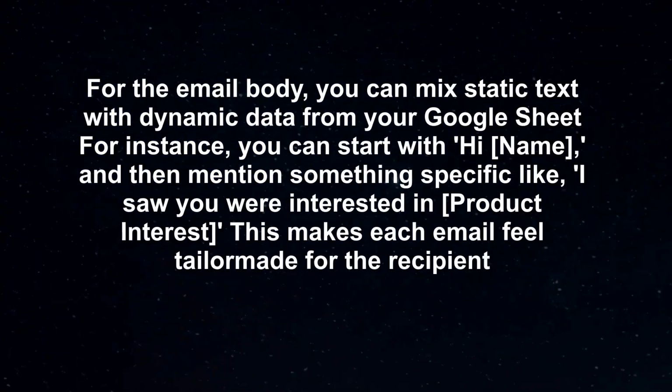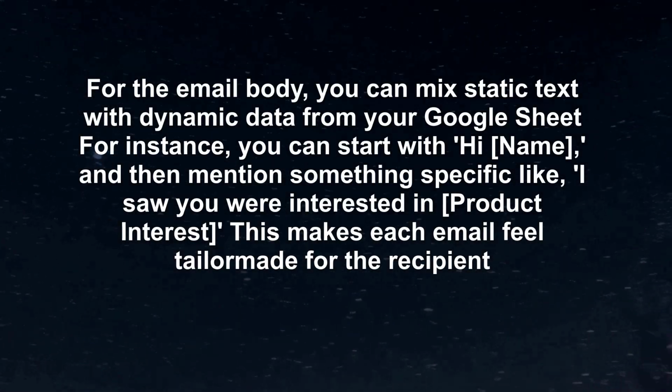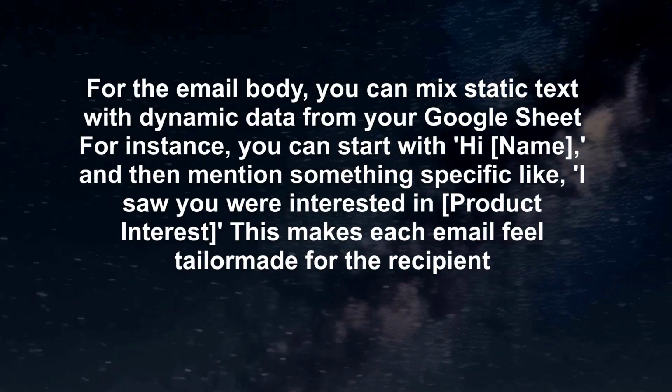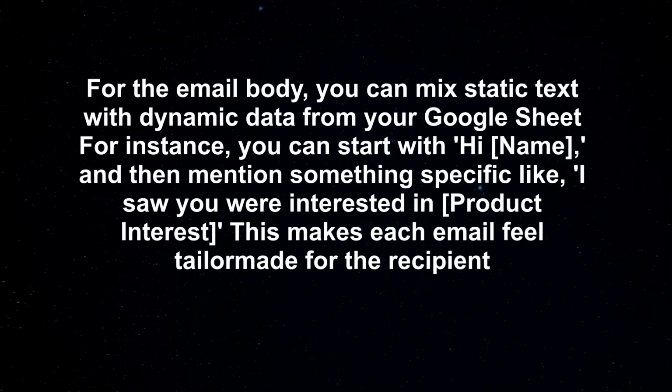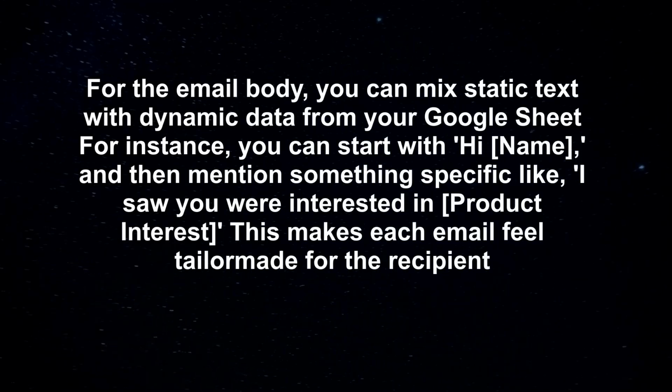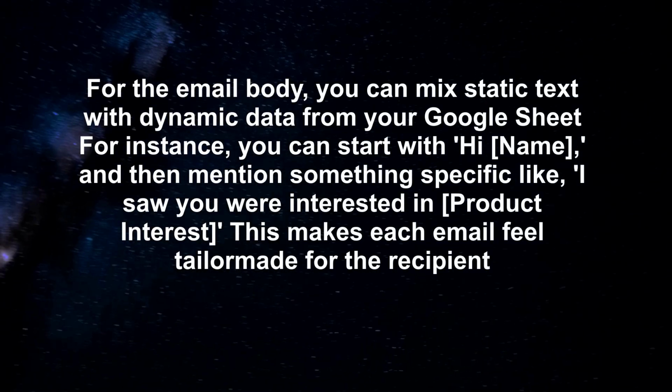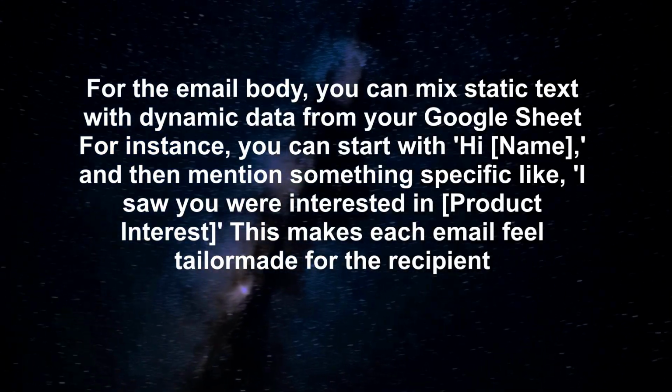For the email body, you can mix static text with dynamic data from your Google Sheet. For instance, you can start with "Hi [name]" and then mention something specific like, "I saw you were interested in [product interest]." This makes each email feel tailor-made for the recipient.